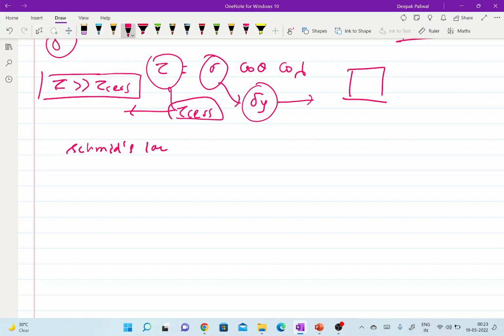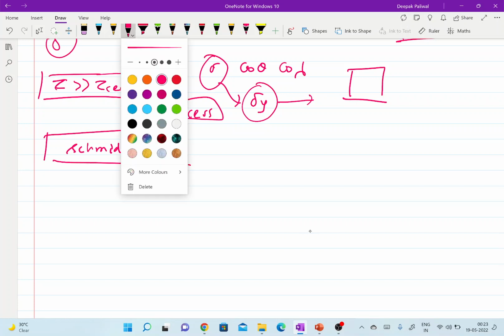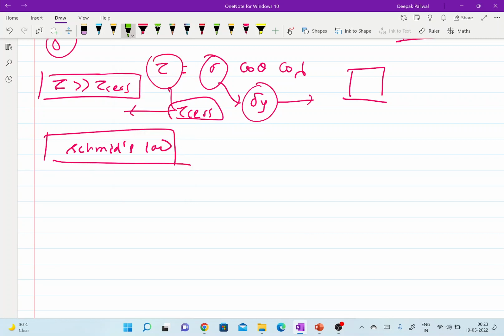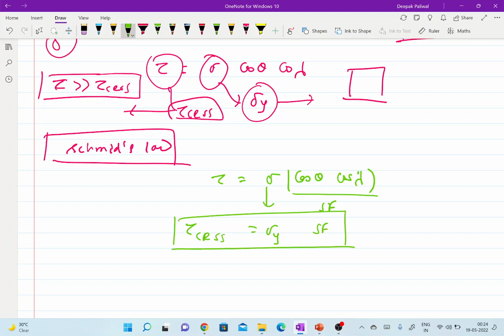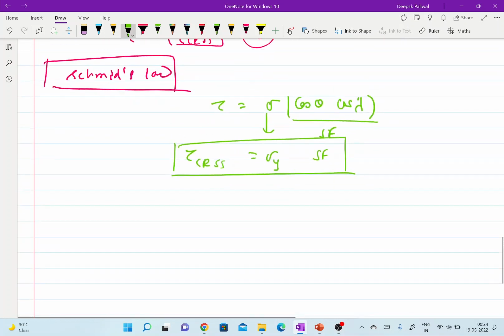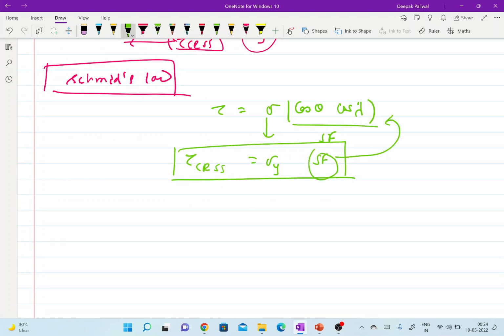Schmid's law. Actually, in the last class, the equation we have deduced is, again I am writing, tau is equal to sigma cos theta cos lambda. So this is the Schmid factor, and when sigma becomes sigma y, this tau becomes the critical resolved shear stress. This Schmid factor depends on the loading direction and the angles between the loading direction and the slip plane, and between the loading direction and the slip direction. That means theta and lambda.